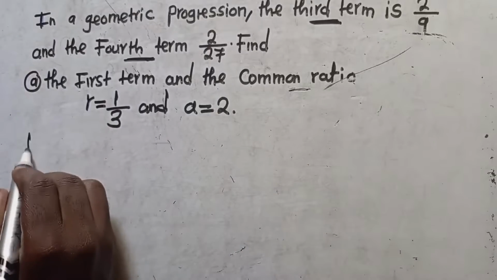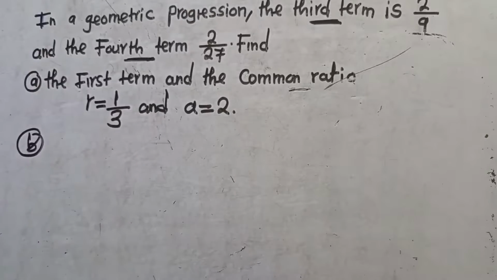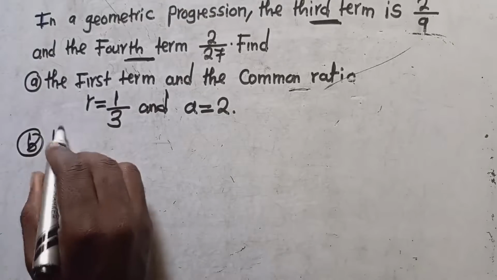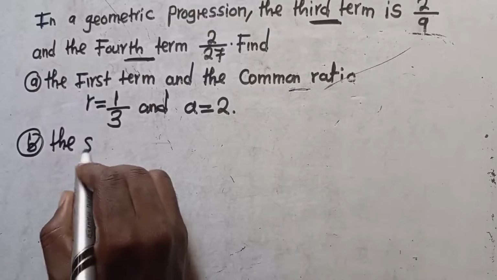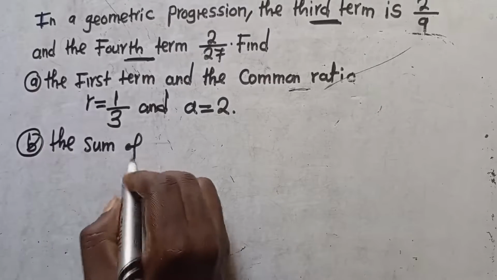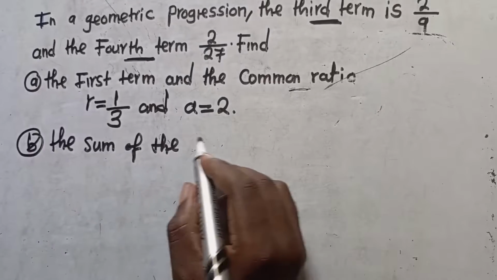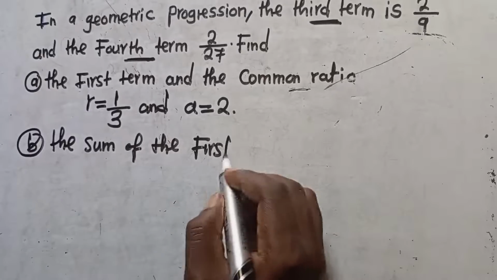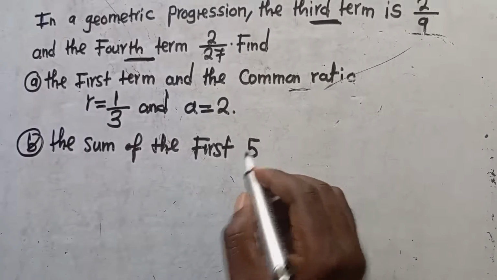Let us now move to question B. We move to another question. Question B is saying that we find the sum of the first 5 terms.